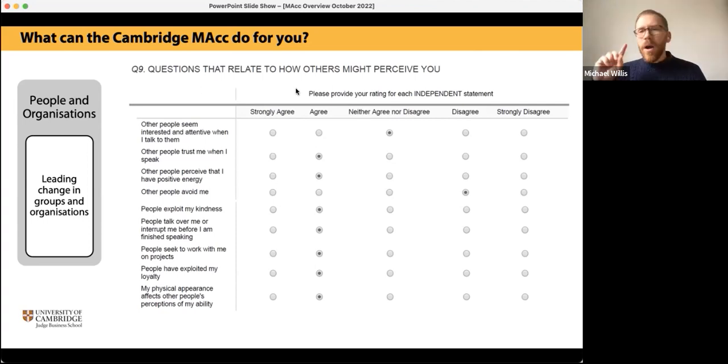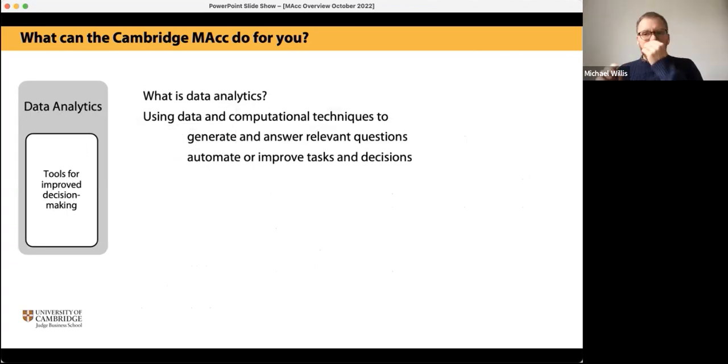Okay, so we've talked about accounting leadership, and we talked about people and organizations. Now I want to turn to data analytics, which is the third curriculum pillar in the Mac program. What I mean by data analytics is using data and computational techniques to generate and answer relevant questions and to automate or improve tasks and decisions.